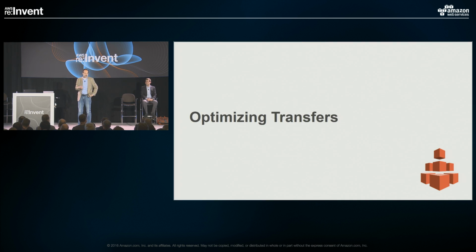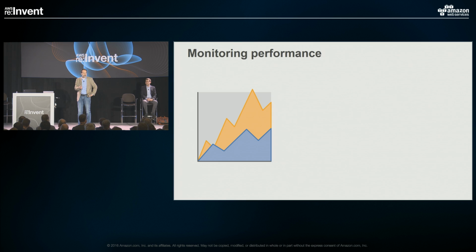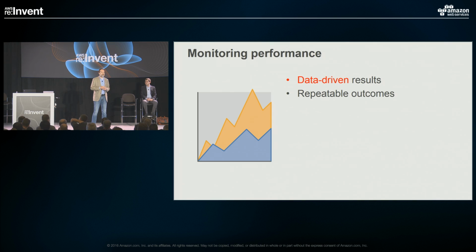So what does that look like? If you're familiar with AWS, we love data. We thrive on data. Data tells us so much information about how things are going. So we wanted to have data-driven results. We also wanted to hand this off to someone else. We wanted a repeatable output, repeatable results.